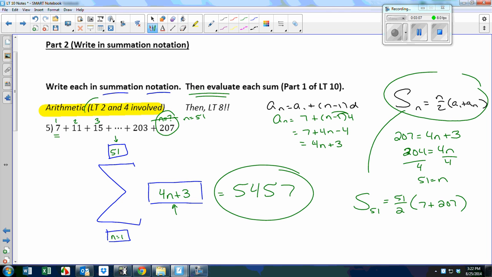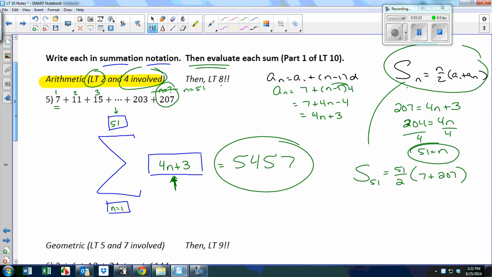And we just did Learning Target 2 when we found the 51 for n. We did Learning Target 4 when we wrote the formula for the explicit rule. And we used Learning Target 8 when we used the sum formula at the very end. So that was all arithmetic.